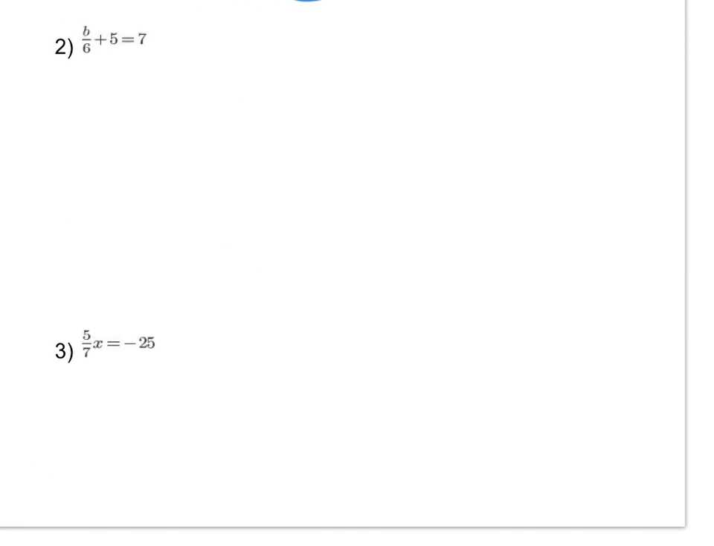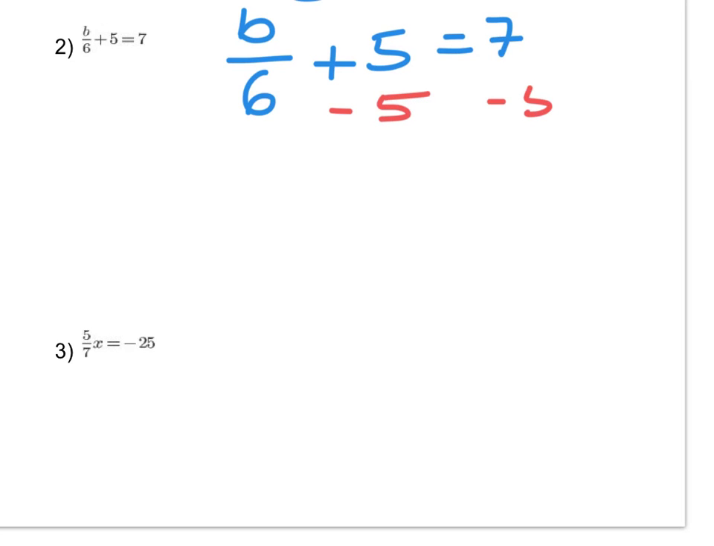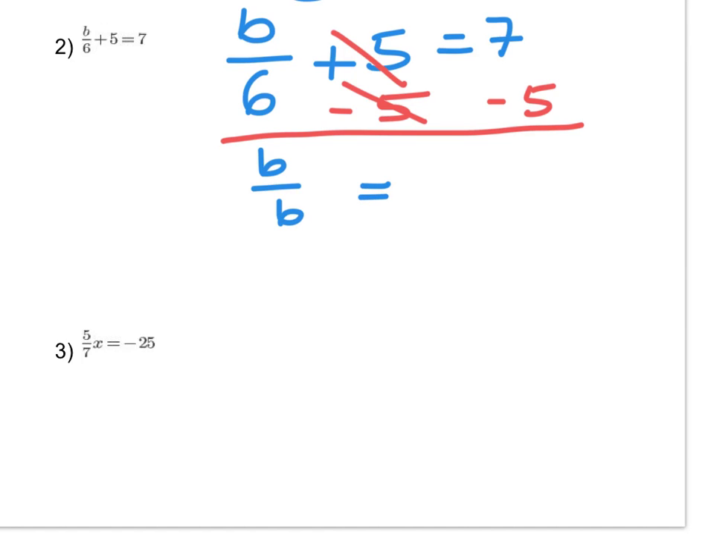Next one, b over 6 plus 5 equals 7. Again, I'm going to write it out over here on the side just a little bit bigger so you can see my operations more clearly. Well, the 6 is a division, the 5 is addition. Which do we reverse first? The addition. To reverse plus 5, we do minus 5. So we're left with b over 6 equals 7 minus 5, which is 2.